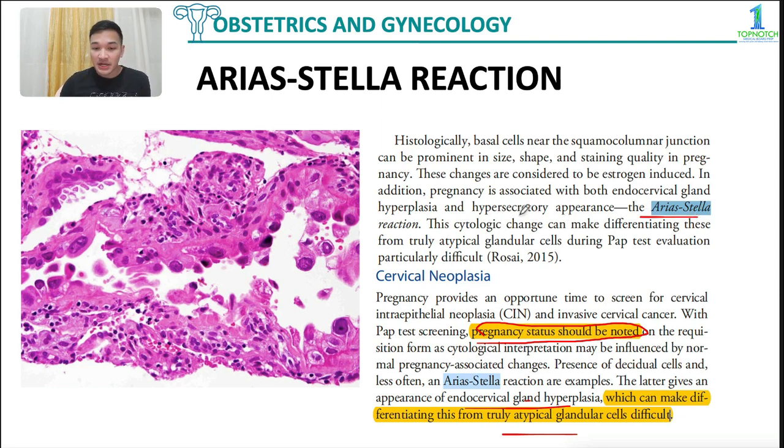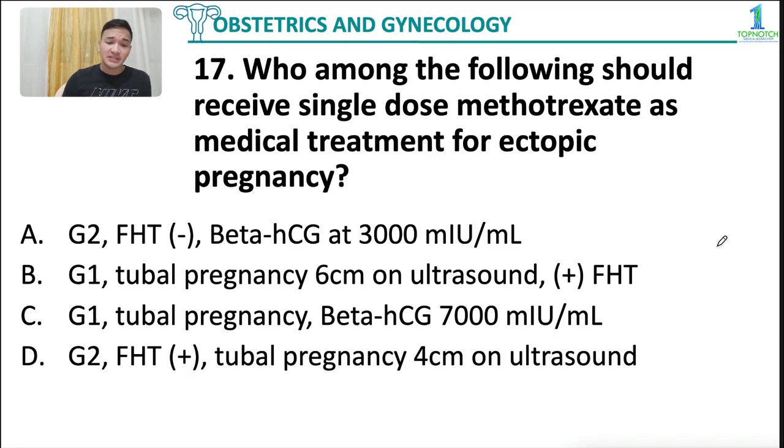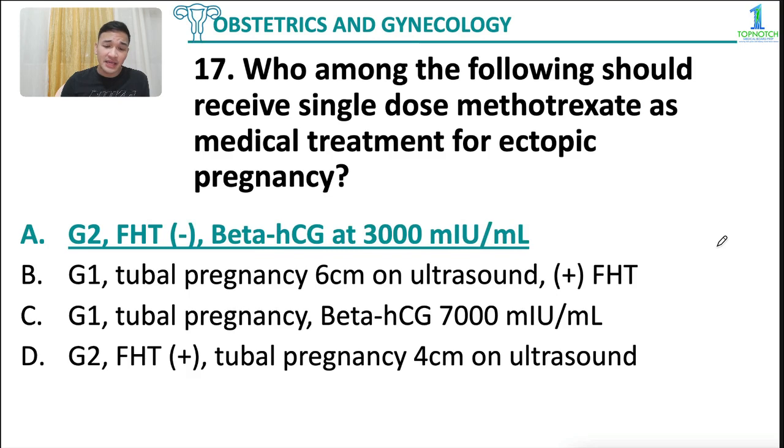Okay, so ito yung definition ng Arias-Stella reaction. Pregnancy is associated with both endocervical gland hyperplasia and hypersecretory appearance, making it difficult to differentiate these from truly atypical glandular cells during pap test evaluation. Okay. Number 17, who among the following should receive a single dose methotrexate as treatment for ectopic pregnancy? The correct answer is letter A.